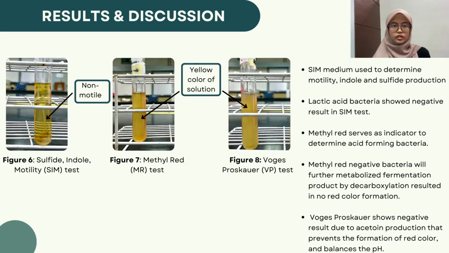The bacteria show negative results in motility, sulfide and indole tests, where no red color formation in the indole test and no formation of black precipitate indicates no sulfide production. Methyl red negative bacteria will metabolize fermentation product by decarboxylation, and no acetoin production by the bacteria resulted in yellow color of solution as in figures 7 and 8.